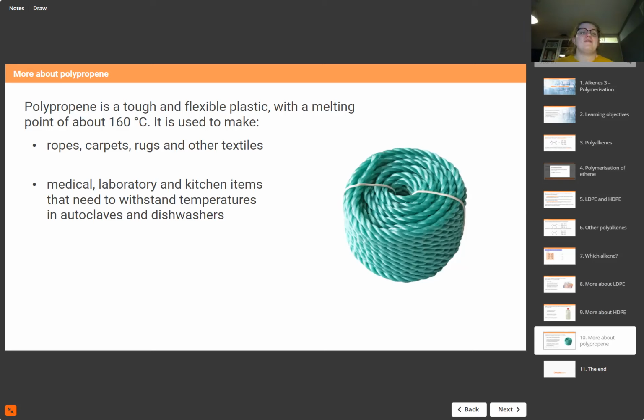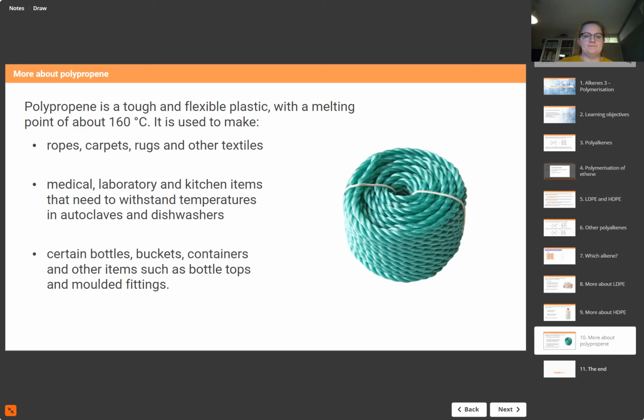What's great about this is that because it has a melting point of 160 degrees, it's able to withstand really, really high temperatures to actually clean them at really high temperatures. So things like kitchen items that need to go in a dishwasher can withstand those high temperatures. And then autoclaves, which are used in laboratories and medical settings to clean equipment. Basically they're really, really hot ovens, and they kill off all the bacteria and get rid of any viruses that are found on those pieces of equipment.